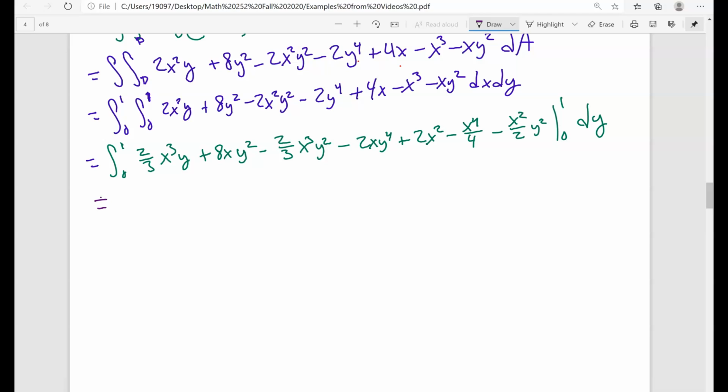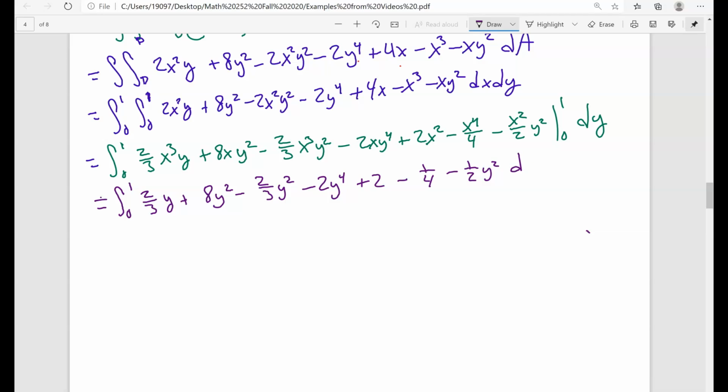All right, and now what I'm going to do is plug in the ones in there. So the first one's going to give me 2/3 y plus 8y squared minus 2/3 y squared minus 2y to the fourth plus 2 minus 1/4 minus 1/2 y squared. The zeros all just go away, so I'm just going to have dy.